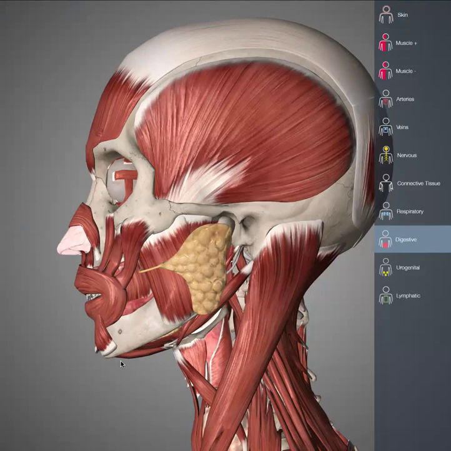These glands release saliva for lubricating and for food digestion, and it's bounded superiorly by the zygomatic arch, anteriorly by the masseteric muscle, inferiorly by the mandibular border, and posteriorly by the external ear and the sternocleidomastoid.